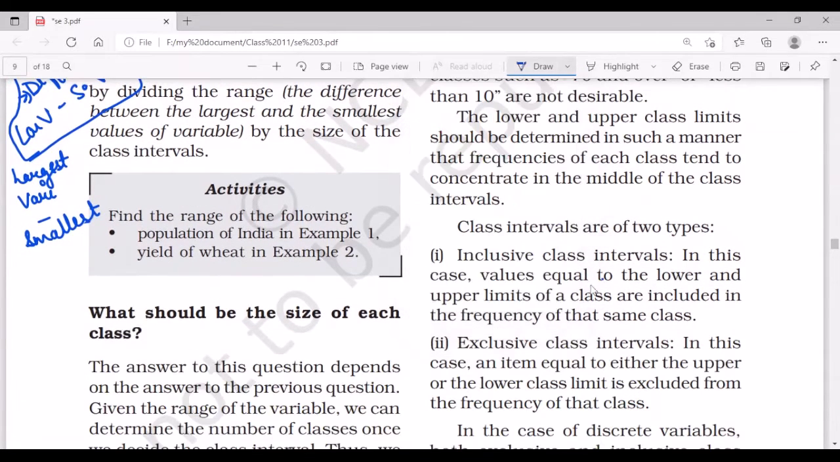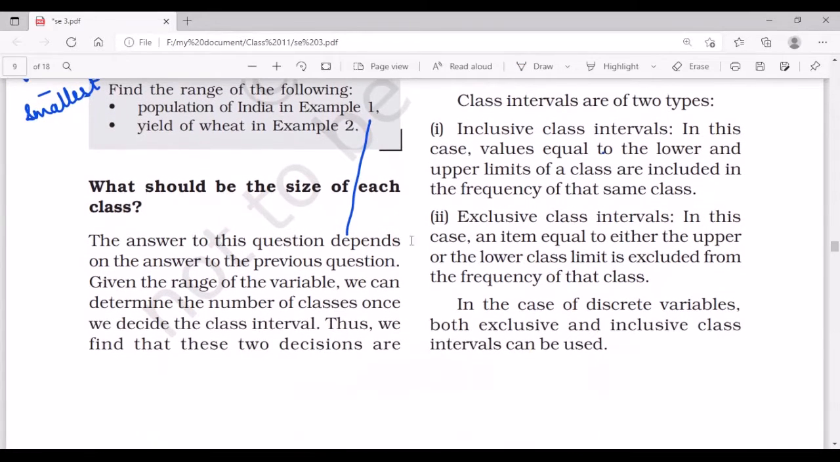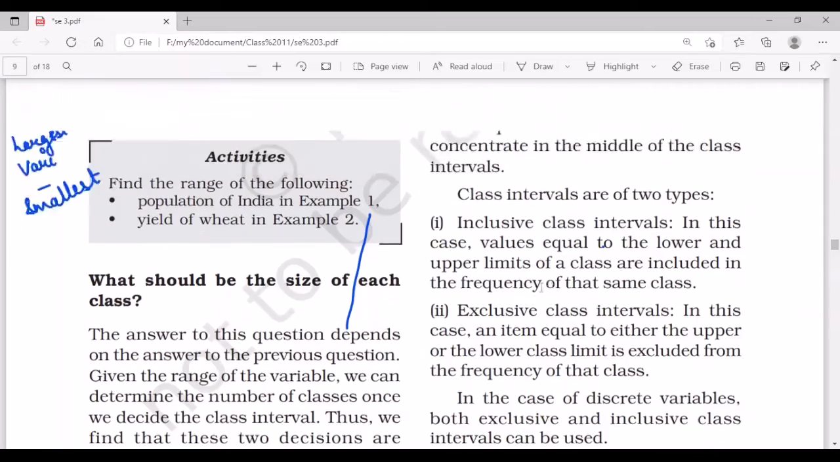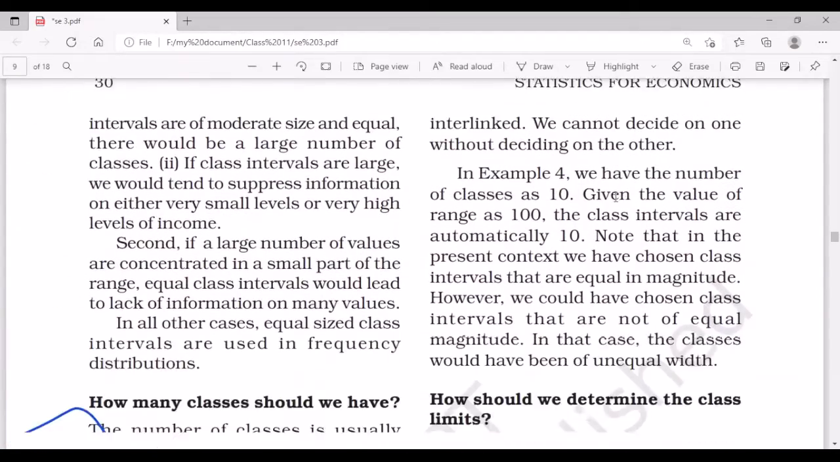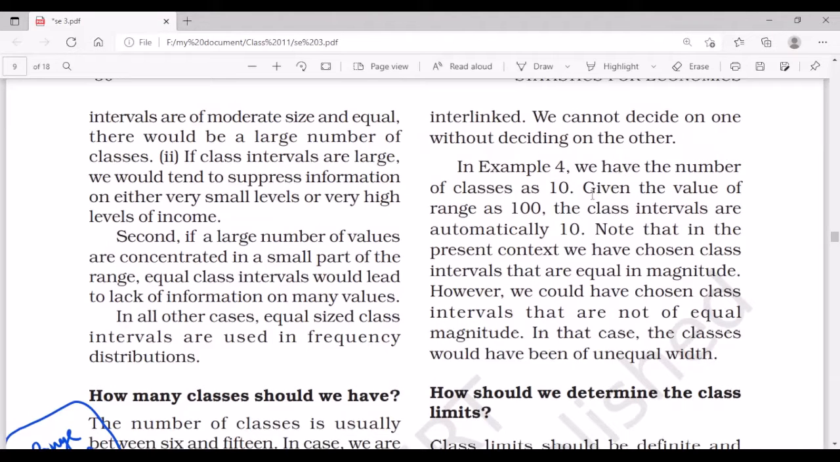Now what should be the size of each class? The answer to this question depends on the answer to the previous question. Given the range of the variable, we can determine the number of classes once we decide the class interval. Thus these two decisions are interlinked. We cannot decide on one without deciding on the other.